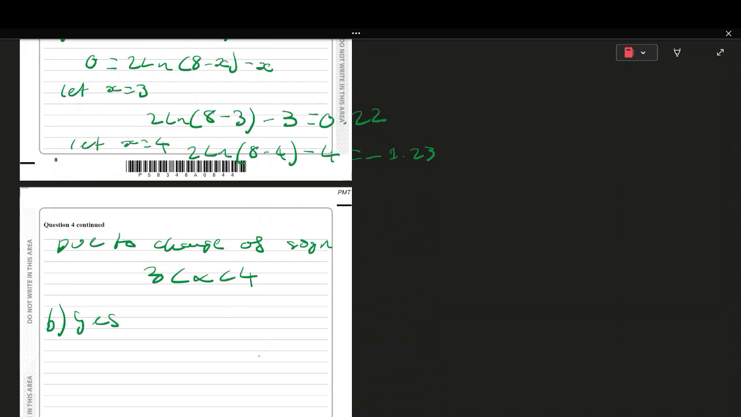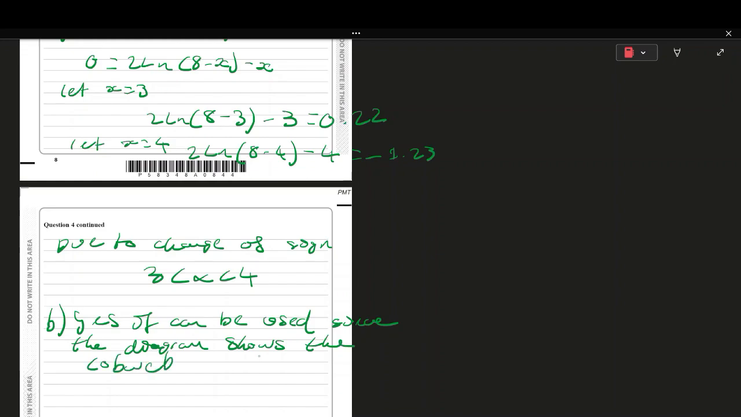So you can write, yes, it can be used since the diagram shows the cobweb spiraling inwards. Right, and that is question 4 done.